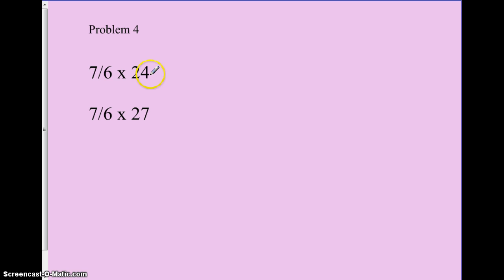Now we have 2 similar problems, right? They look really similar. So let's try this one first. 7 sixths times 24 over 1, which is the same as 24, right? You could do times 1, but you don't really need to. So I have 7.